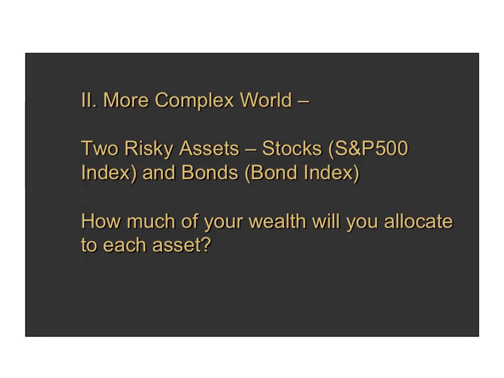Now let us consider a more complex world where we have two risky assets, stocks, for example, the S&P 500 index, and bonds, for example, the Barclays aggregate bond index. Suppose you had $100,000. How much of your wealth will you allocate to stocks and how much would you allocate to bonds?